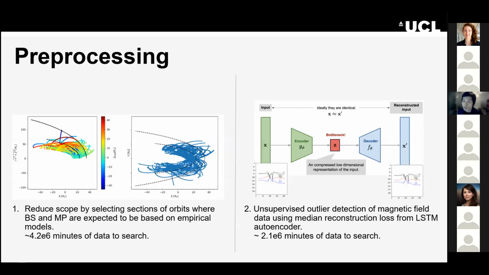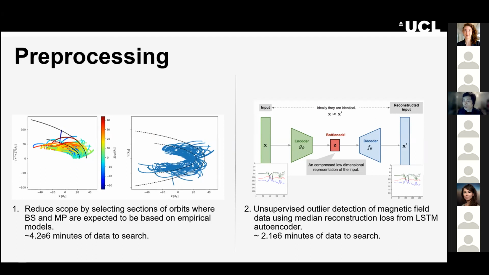Okay, so to reduce the scope of the search, we first pre-select the sections of Cassini's orbit where bow shocks and magnetopause are expected to occur based on empirical models of these boundaries. So that's what these two black lines are. And this gives us roughly 4.2 million minutes of data.